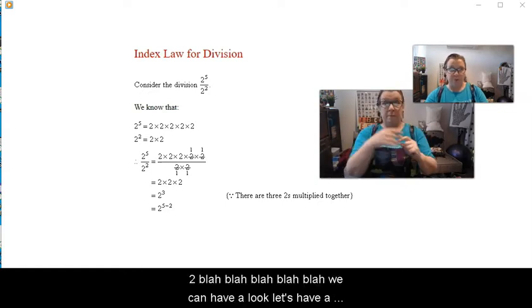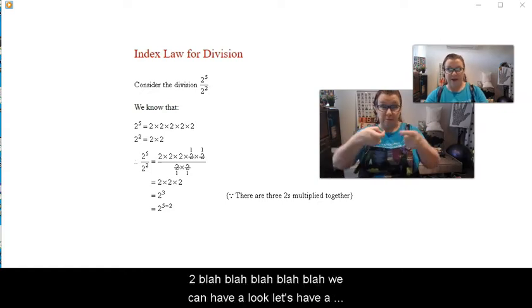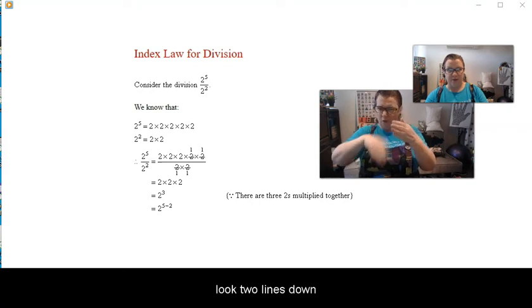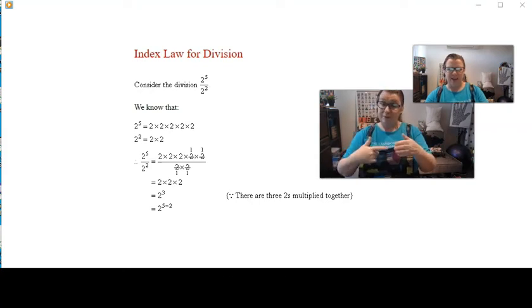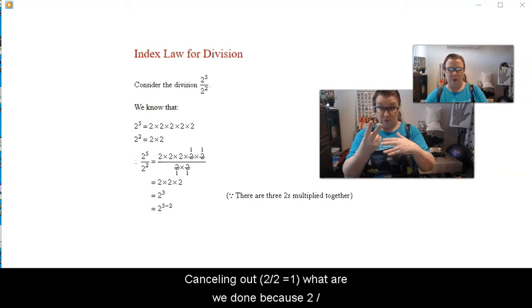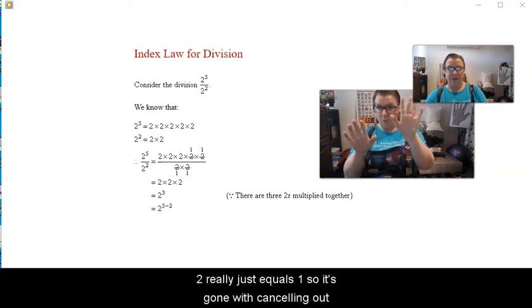2 times 2 times 2, and so on. But let's have a look 2 lines down. 2 to the power of 5 divided by 2 to the power of 2. Then we've got all this cancelling out. So what have we done? Because 2 divided by 2 really just equals 1. So it's gone. We've cancelled.